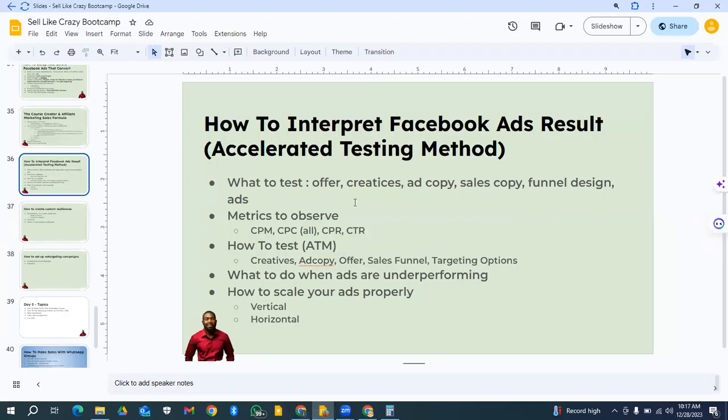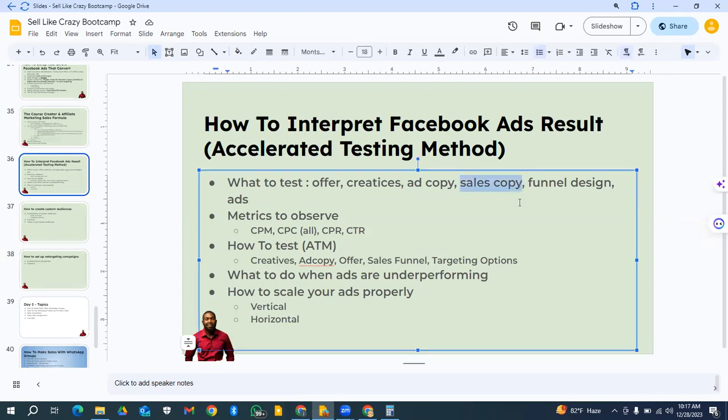You want to test your sales copy, how well it is doing, your landing page, how well it is doing, your funnel design. All right. So another thing you want to do is to test your targeting options. You try a targeting, maybe it's very costly. You want to check another target, right? The same ad, same creative, everything. You want to check another target. That's another thing you want to check out, right?